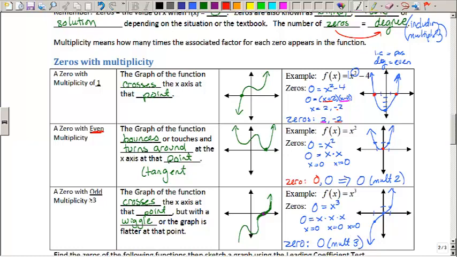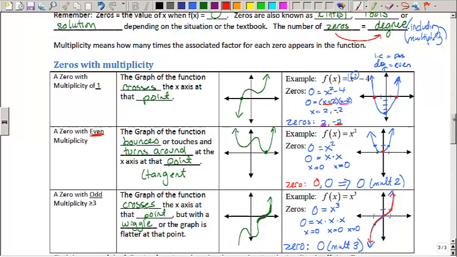What happens at an odd multiplicity? Well, the graph crosses the x-axis, but with a little wiggle. And you can remember that because you know what the cubic function looks like. You know it already has a little wiggle there. The graph is just a little bit flatter before it takes off to go up towards infinity or down towards negative infinity. So that's what the 3 cases of the multiplicity are going to look like.